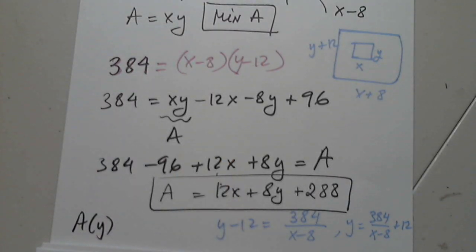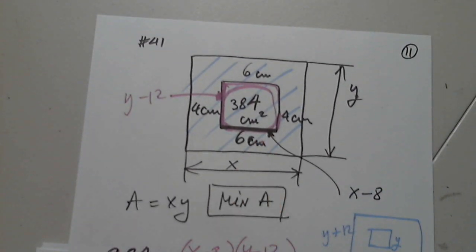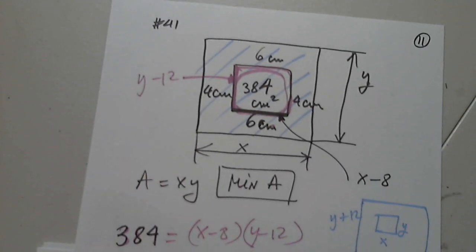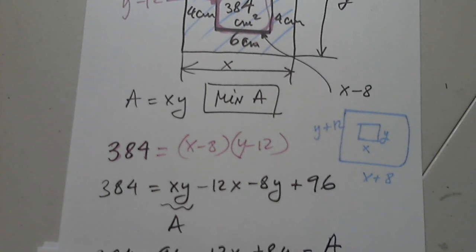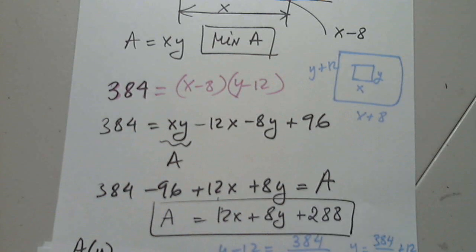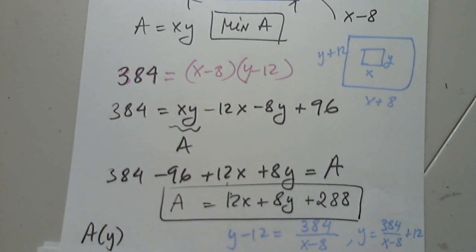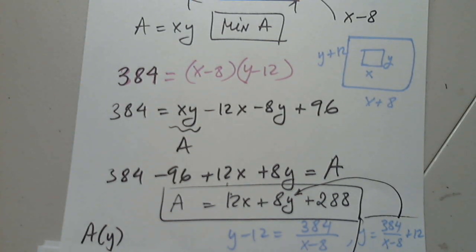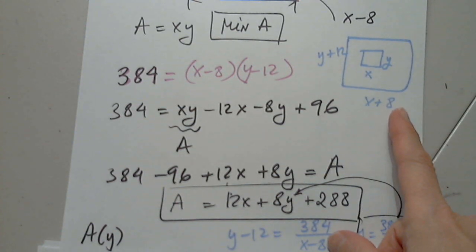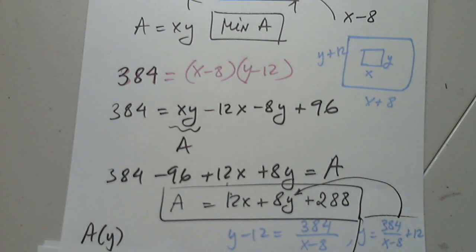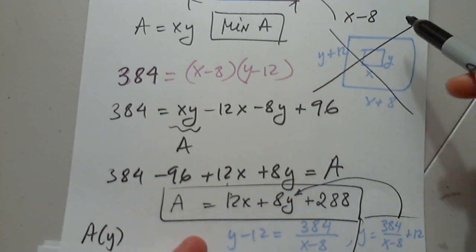I still have to use what I'm given, and the only thing I'm given is this, that x minus 8 times y minus 12 is 384. From here, I have to eliminate y. So when I solve for y minus 12, I have 384 over x minus 8. And now I have to add 12. So I found an expression for y, and this expression for y has to replace this y. Is that clear? I have no other choice. This option could have been a little bit easier to calculate eventually, but it's the same idea. So it doesn't matter. I don't want to confuse you.